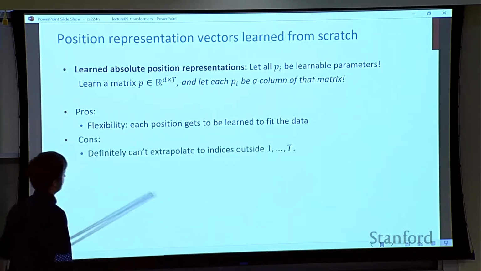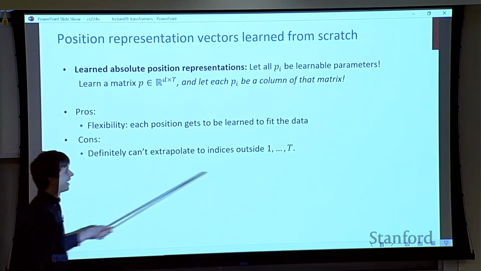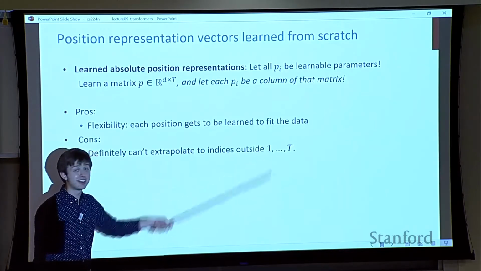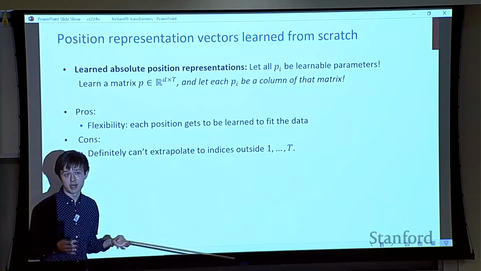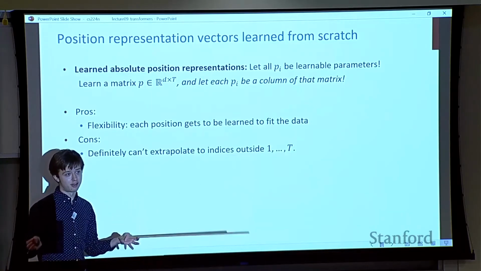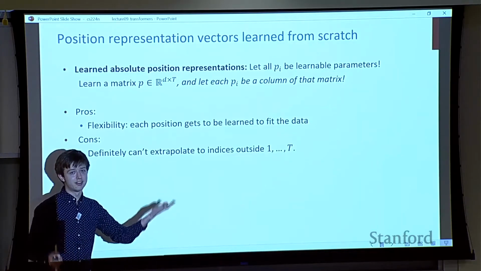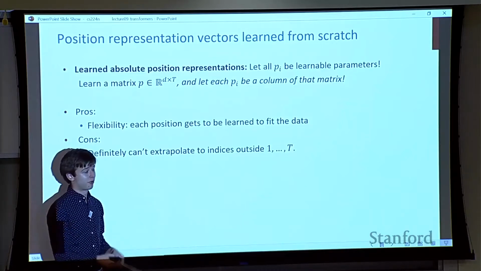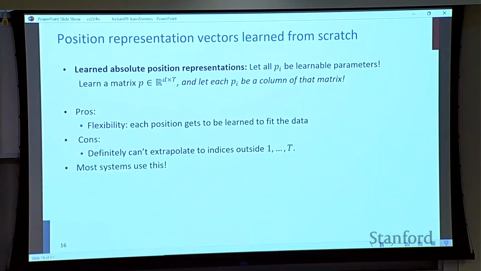So that's cool. Cons, you definitely can't extrapolate to indices outside 1 to t, right? Because you set the size of this parameter matrix at the beginning, and you learned them all. Now if you want to go beyond position t, you have no way to represent it effectively. But most systems use this.